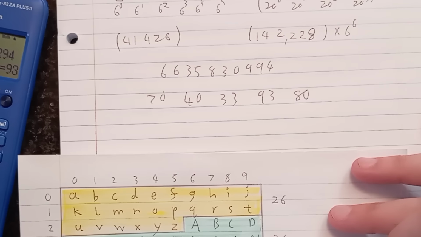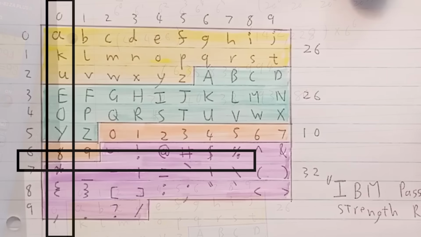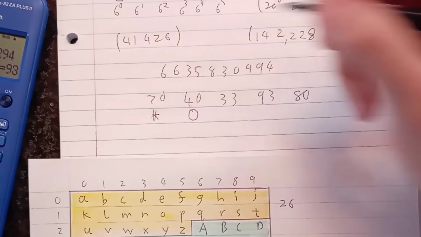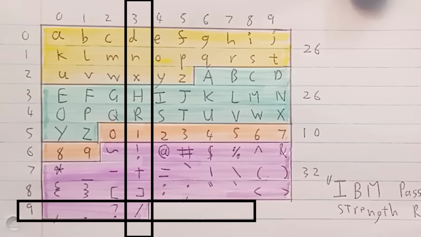Now these digits equate to a star, as previously mentioned. 40 equates to an uppercase O. 33 is an uppercase H. 93 is the last character, a slash, and 80 would be an open curly bracket.